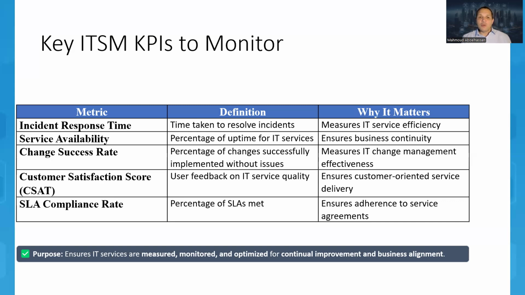Service availability is the percentage of uptime for IT services that ensures business continuity. Change success rate will measure the percentage of changes successfully implemented with no issues for your customers. And it is very important because it measures the IT management effectiveness. Customer satisfaction score, this KPI is used to ensure that the service is customer oriented.